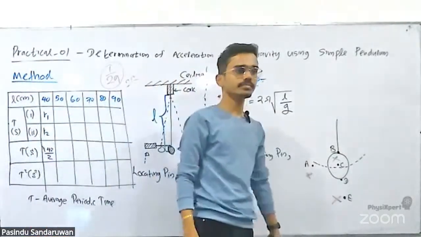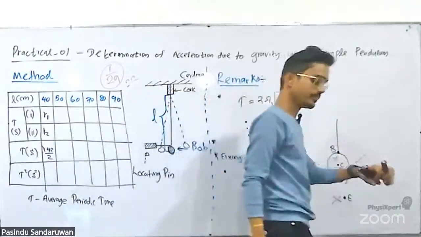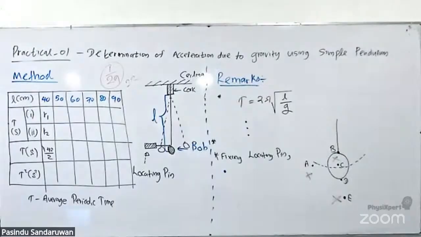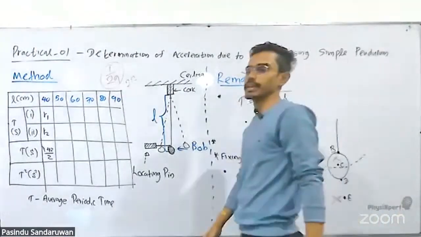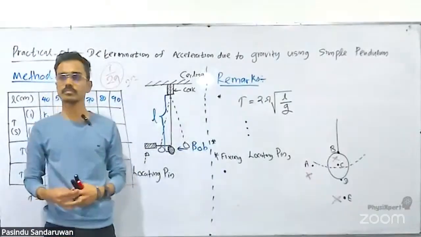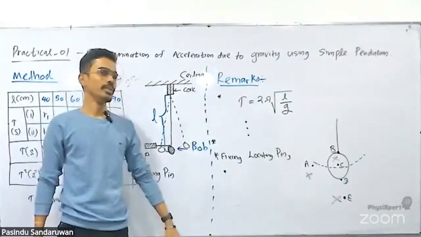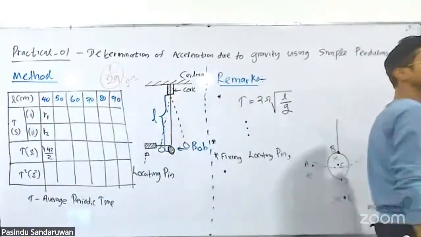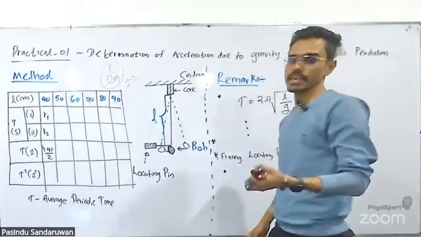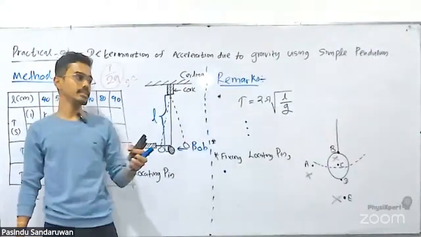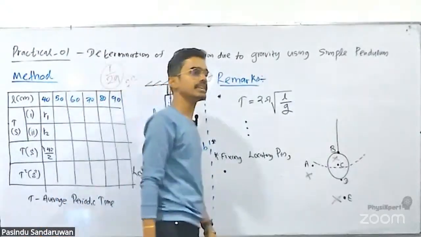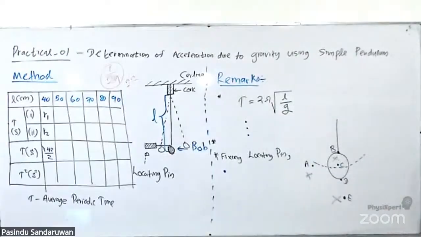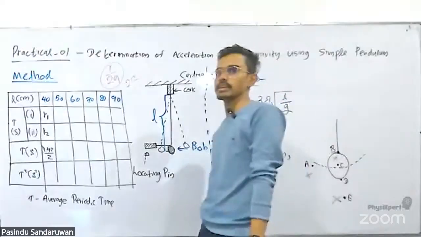Point A is not suitable. Point A is not suitable because bob doesn't reach A when it damps over time.